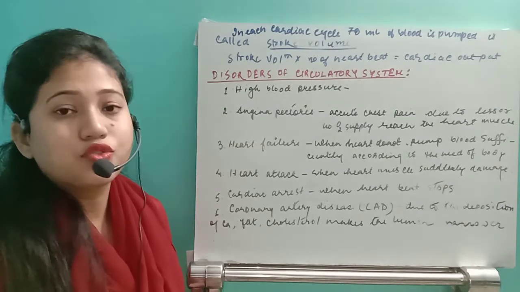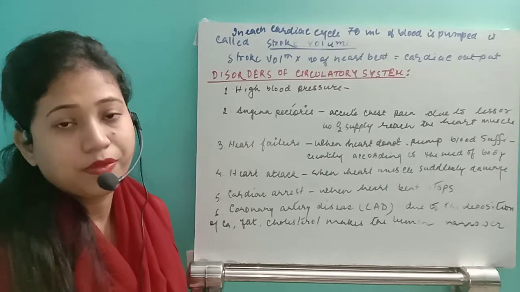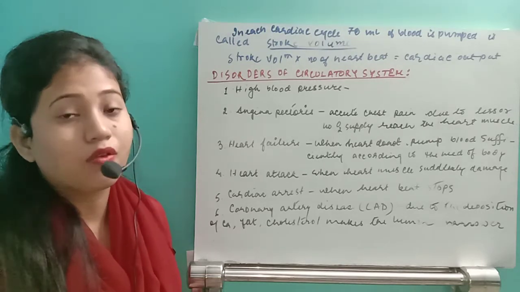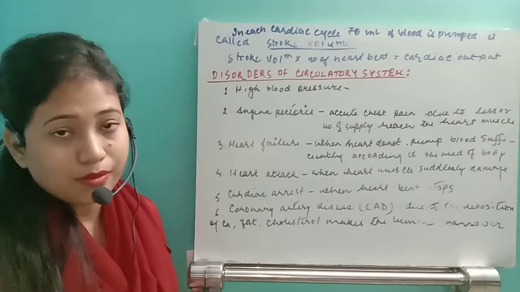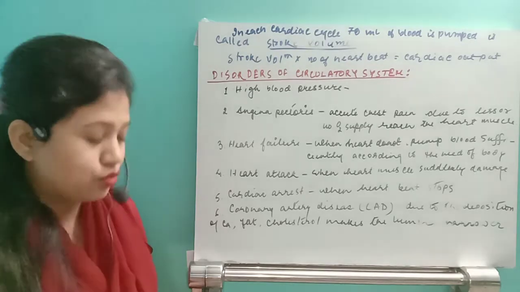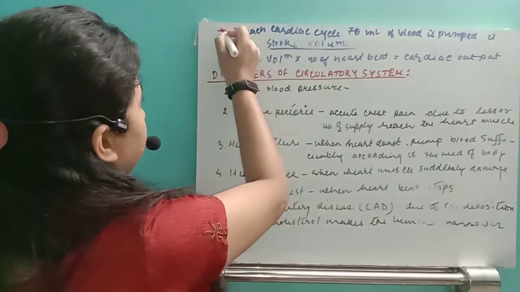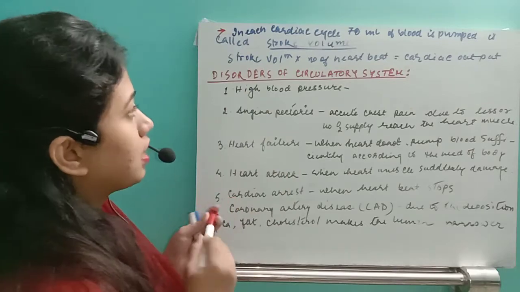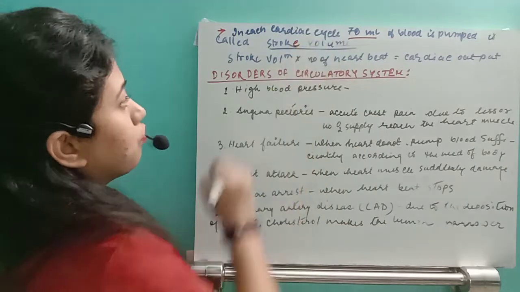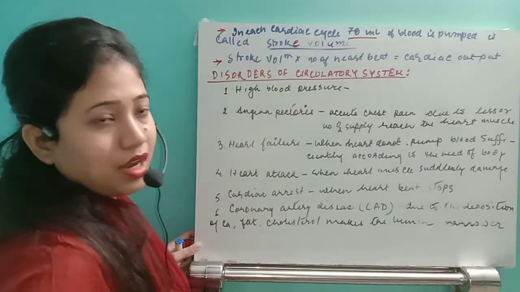Whenever we multiply the stroke volume by the number of beats in 1 minute, this is called the cardiac output. Our heart beats 72 times in a minute, and in each cardiac cycle our heart pumps around 70 ml of blood. So the cardiac output will be 70 into 72. In each cardiac cycle around 70 ml of blood is pumped out, that is called the stroke volume, and stroke volume into number of heartbeats is called the cardiac output.